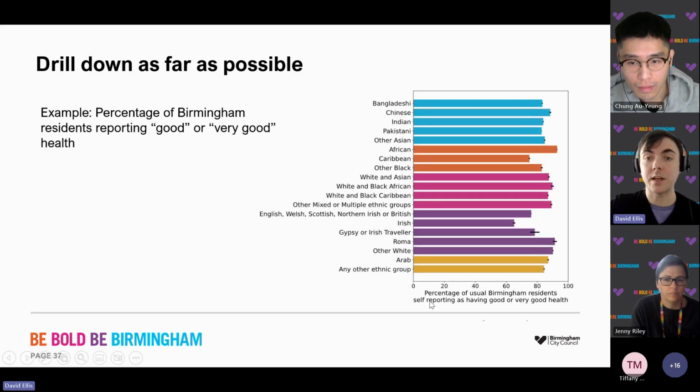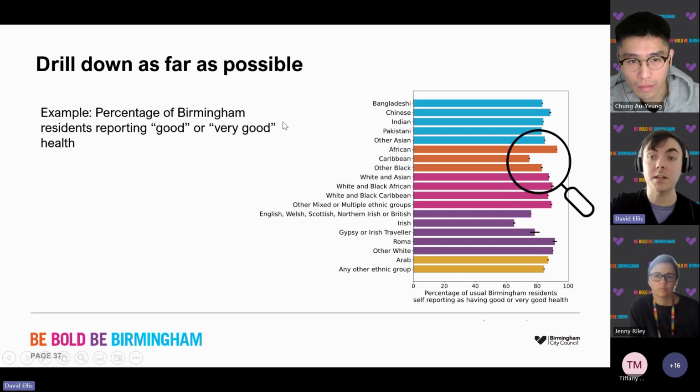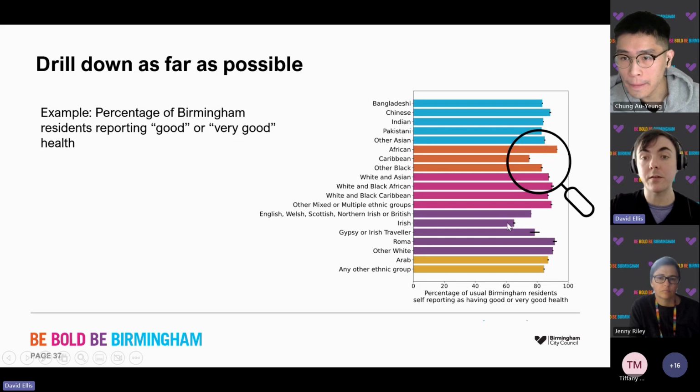So we might want to look at the more specific groups. We see the error bars have increased slightly. So some of the differences become more difficult to distinguish, for example, between British and the Gypsy or Irish traveller. But what we can see now is there are some important differences that we wouldn't have picked up before, such as the fact that the percentage of people reporting good health amongst African residents is much higher than Caribbean residents. Similarly, we see lower levels of good health in Irish residents compared to British.